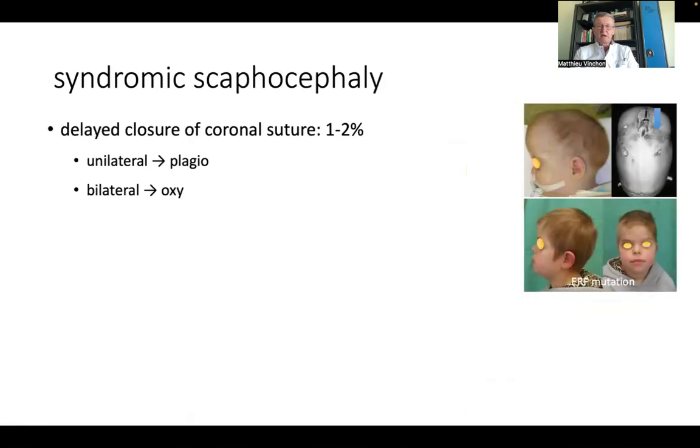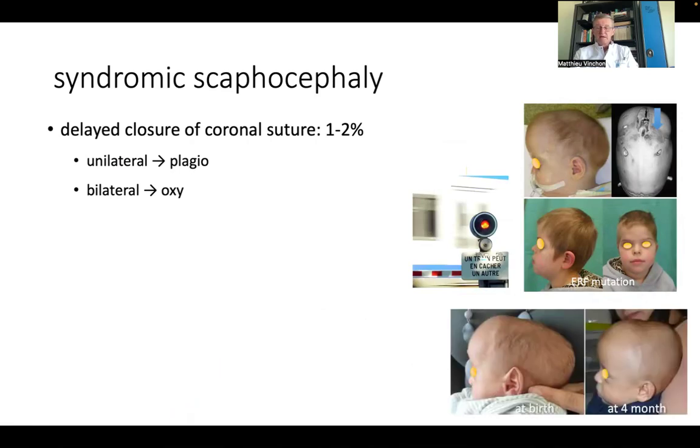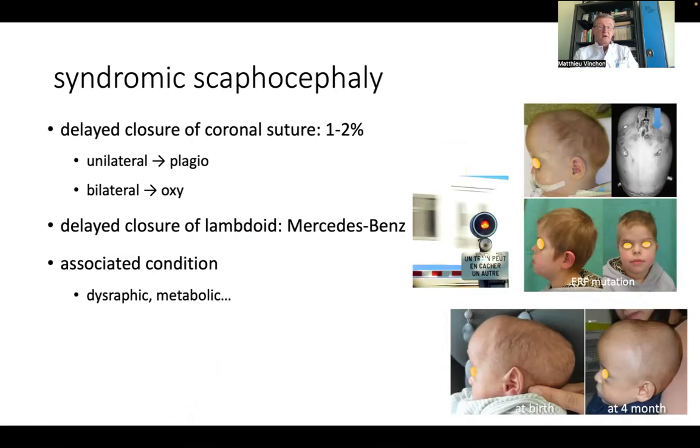Now, schistocephaly, we have to follow them, as I said, because there can be a delayed closure of the coronal suture, about 1 or 2%. That means it can be unilateral evolving to plagiocephaly or bilateral evolving to oxycephaly. And so, as I said, one train can hide another one. And this is another example. And we have also delayed closure of the lambdoid suture, which gives rise to the Mercedes-Benz syndrome. And we also have some associated conditions with dystrophic, metabolic disorders, and so on.